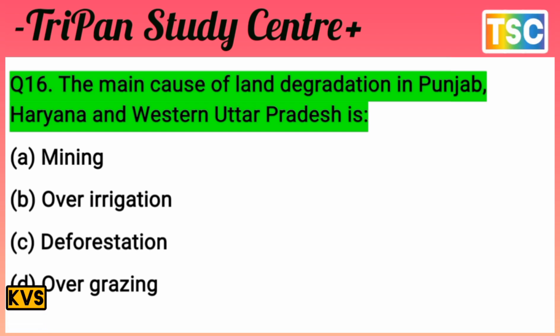But there is B, over irrigation, because Punjab has maximum irrigation. There is over irrigation in Punjab, Haryana and West Uttar Pradesh, causing land degradation. The answer is B, over irrigation. That's important. Let's see the next question.